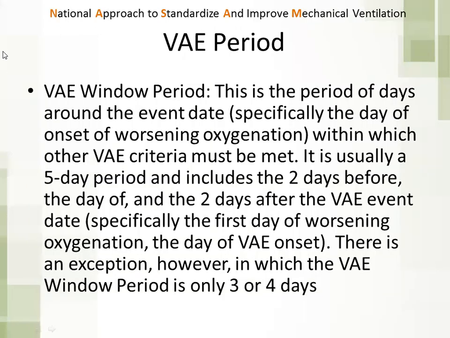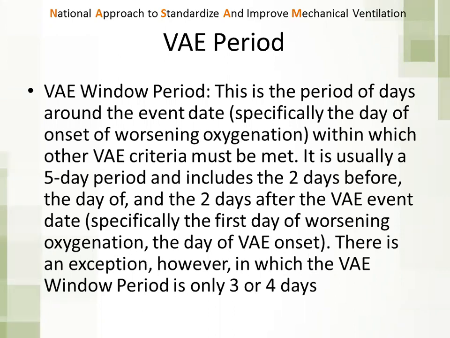So what's the VAE period? The VAE window period is the period of days around the event date, that is the VAC date, specifically the day of the onset of worsening of oxygenation, within which other VAE criteria must be met. It's usually a 5-day period and includes the 2 days before, the day of, and the 2 days after the VAE event date. Specifically, the first day of the worsening oxygenation is the day of VAE onset. So the VAE period is usually 5 days, but sometimes it can be 3 days or 4 days.